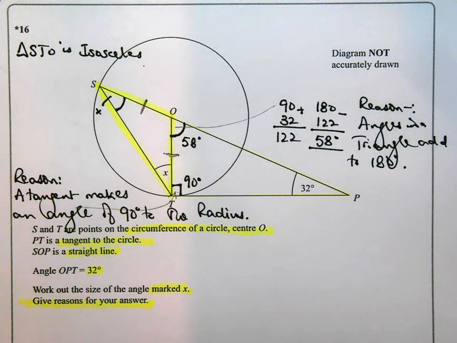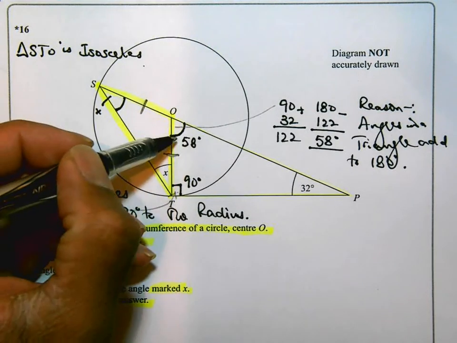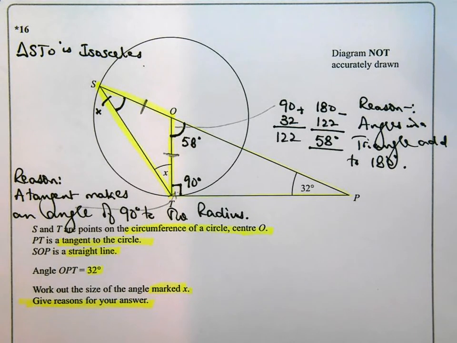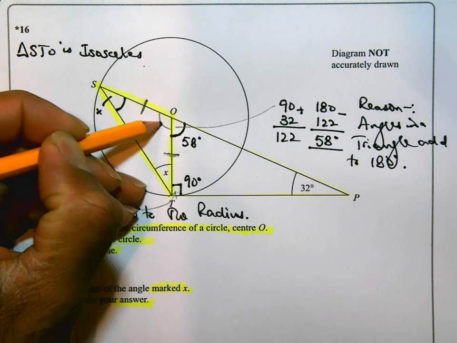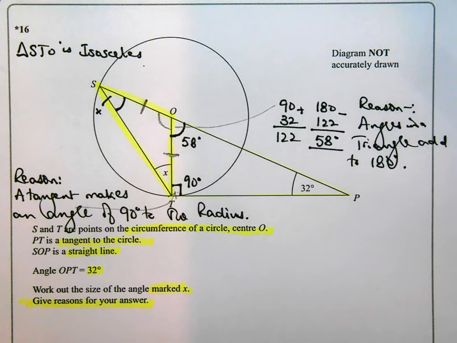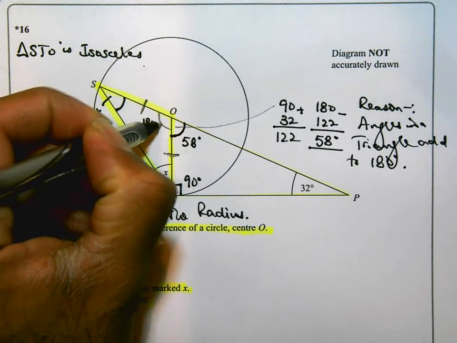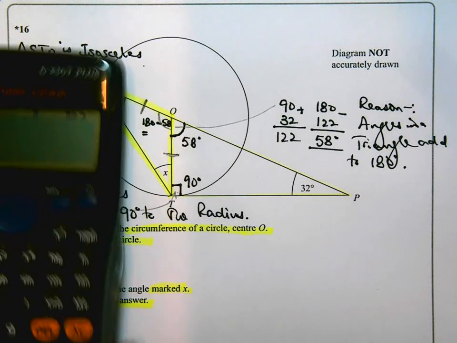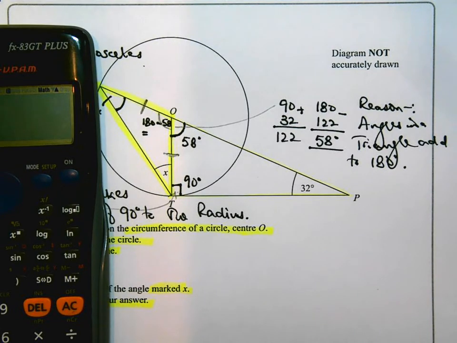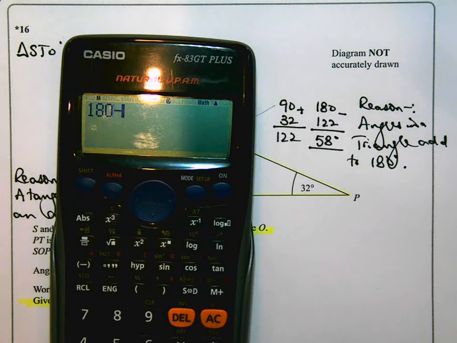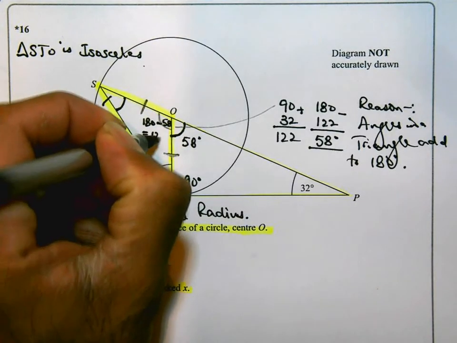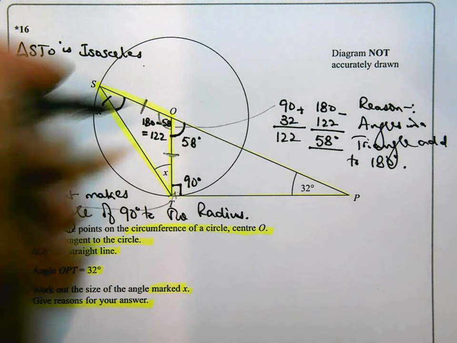And this here is 58 degrees, so this angle inside that triangle STO is going to be 180 take away 58, which is equal to 180 take away 58, 122 degrees. And the reason is that angles in a straight line add to 180 degrees.